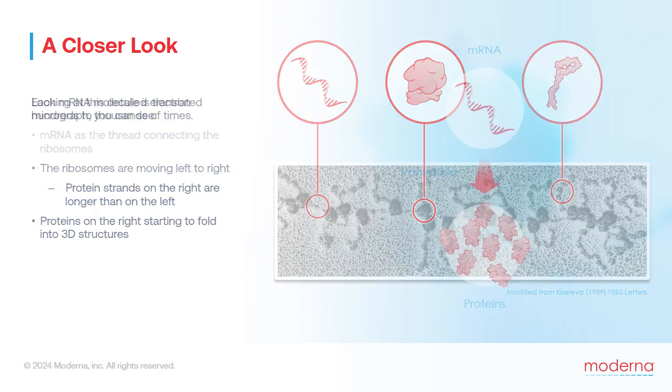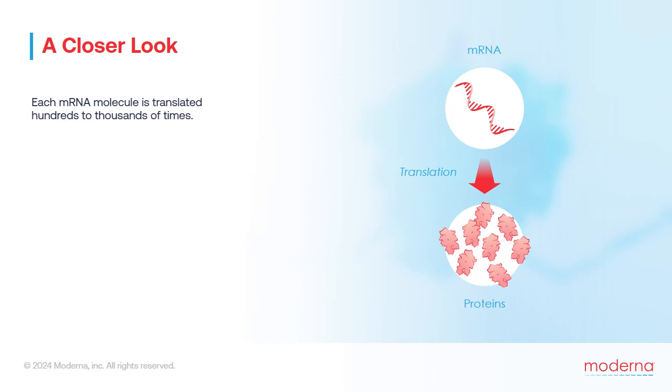It is estimated that each mRNA molecule is translated hundreds to thousands of times, meaning that each individual mRNA molecule is used as the template for hundreds to thousands of protein molecules. Exactly how many protein molecules are made per mRNA depends on how rapidly the ribosomes are loaded, how fast they move along the mRNA, and how long the mRNA sticks around before it gets degraded.